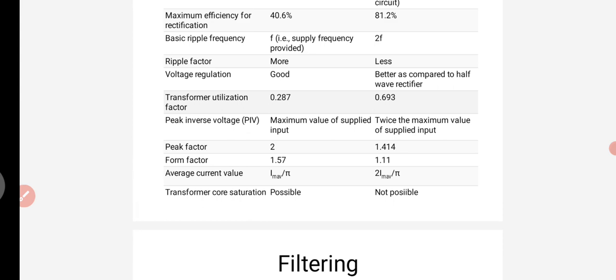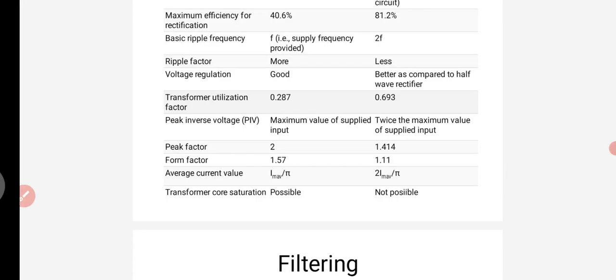Next one is transformer utilization factor. Transformer utilization factor in case of half wave rectifier is 0.287. In case of full wave rectifier, 0.693. Already we have discussed what is transformer utilization factor in previous videos.